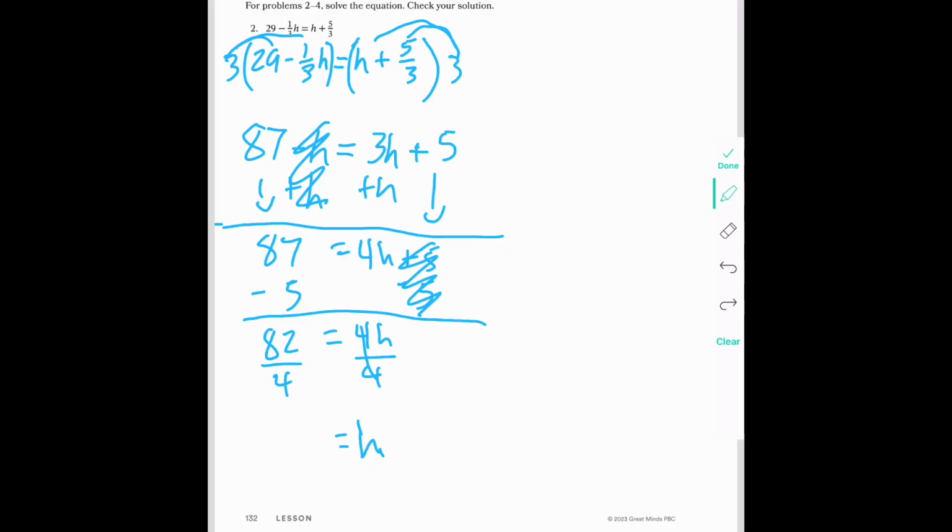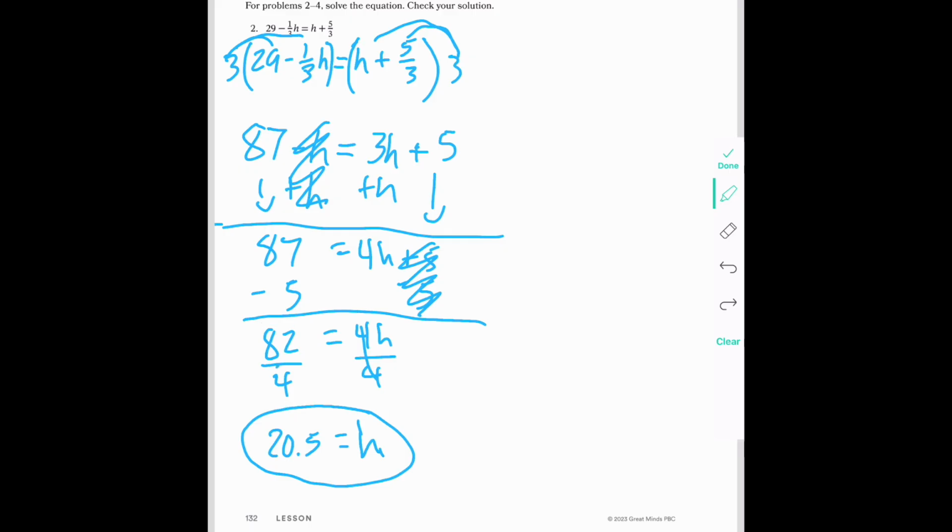let me see. 82 divided by 4. It would be 20.5. So in this situation, we can use the decimal, okay, because it does not repeat. It terminates and it's short. So I'm okay with the decimal, but you could have also used the fraction 82 over 4.